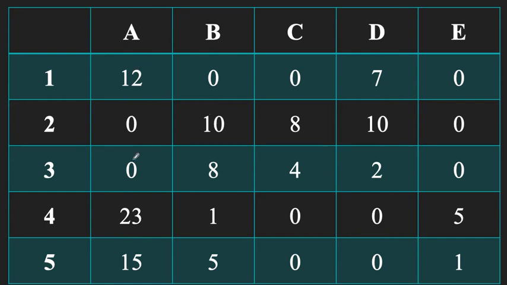After that we go to the columns. Do we have a single zero column here? No. Do we have a single zero column here? Yes, we have this one. So we are going to make a box here. Then all these zeros, these two, will get cancelled. So we have made the first assignment.